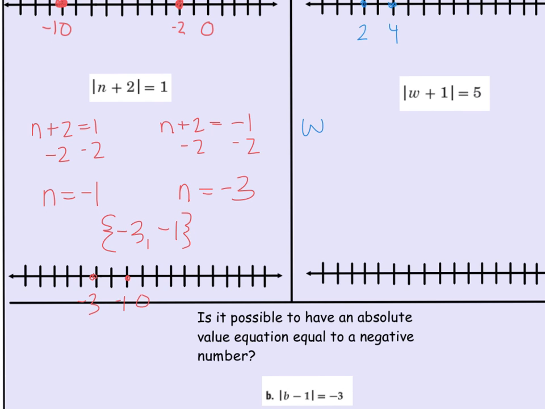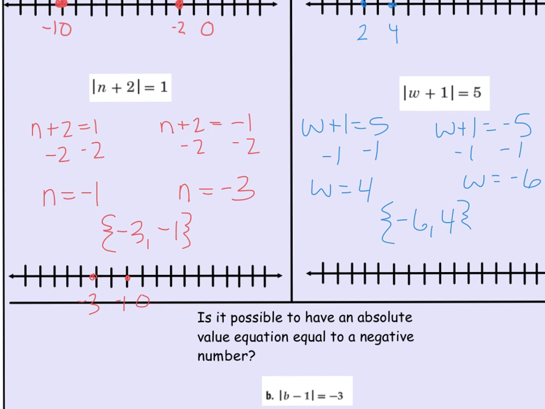So over here, w plus 1 is equal to 5, and w plus 1 could also equal negative 5. So we solve each equation for w equals 4, and w equals a negative 6. So my solution set is negative 6, 4. So I have a negative 6, 0, and 4. Those are the numbers that work.